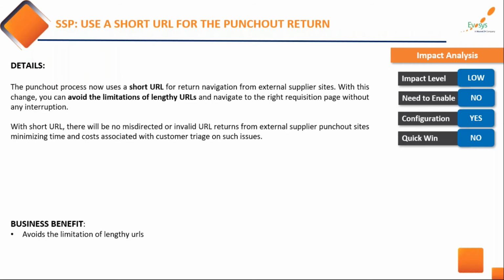Moving to the next, under self-service procurement, the feature is use a short URL for the punch-out return.